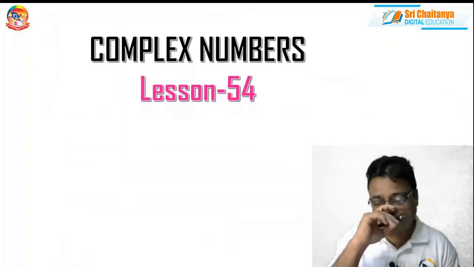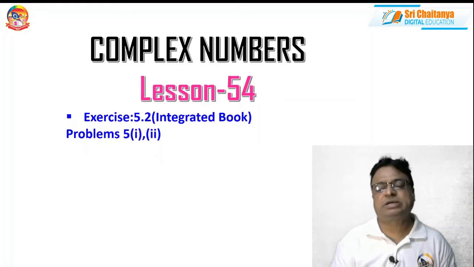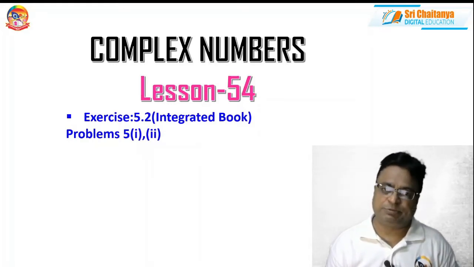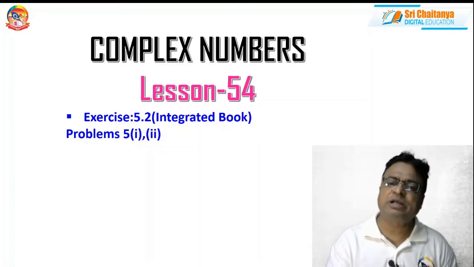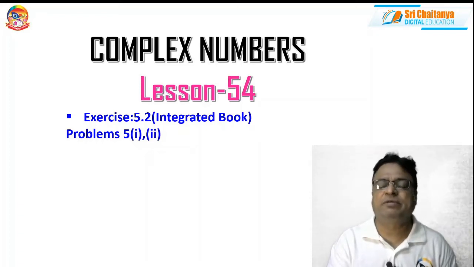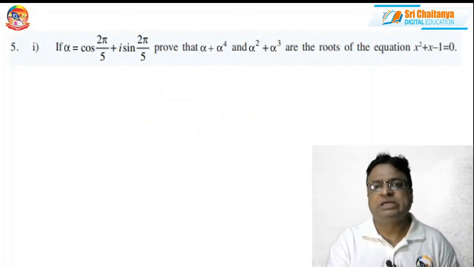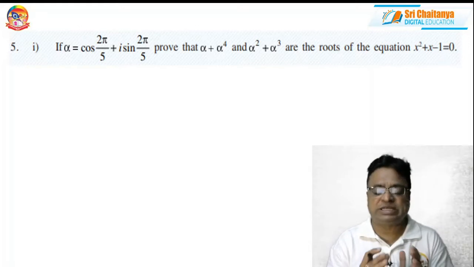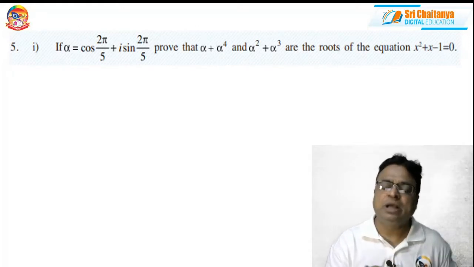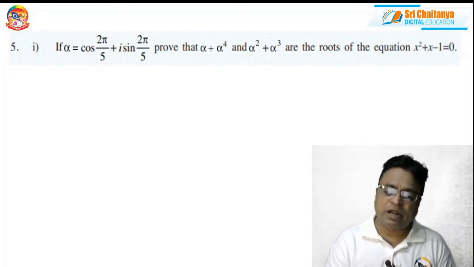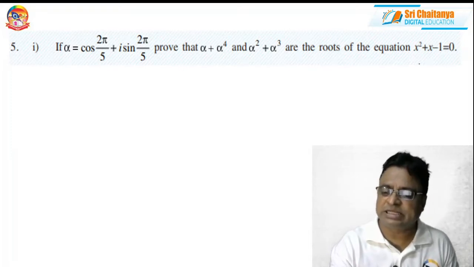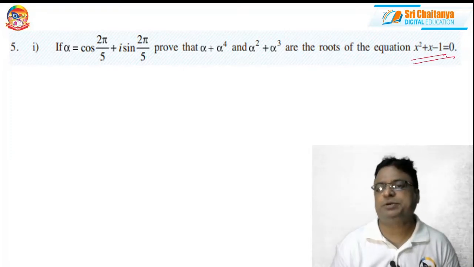In this lesson, we are concentrating on problems of exercise 5.2 from the Icon Integrated Textbook, and through this video, problems 1 and 2. See the first question. If alpha is equal to cos 2 pi by 5 plus i sin 2 pi by 5, show that alpha plus alpha power 4 and alpha square plus alpha cube are the roots of the equation x square plus x minus 1 equal to 0.